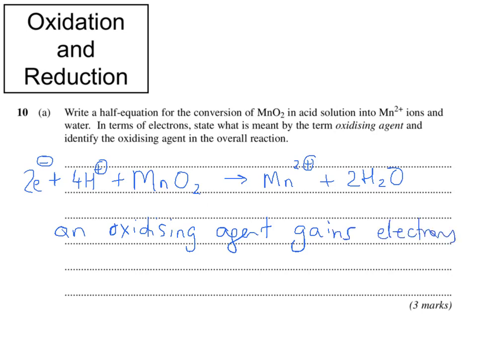And then it says, identify the oxidizing agent in the overall reaction, where you can see in the reaction that this side is having electrons added to it. So the MnO2 is the oxidizing agent because it is gaining electrons. You can see that from the equation. So the oxidizing agent is MnO2. And the oxidizing agent is the whole compound, not just the element that's getting reduced. It's the whole compound.